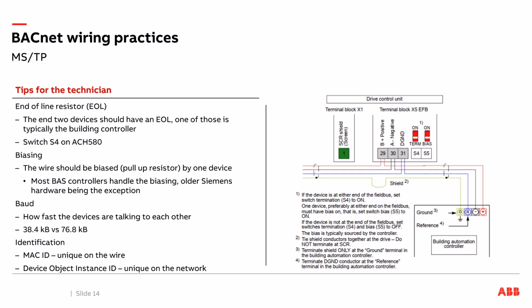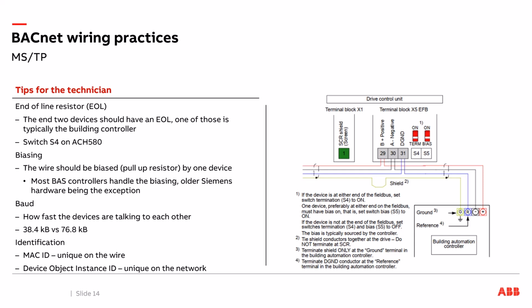Baud, that's how fast the devices are talking to each other. So everything on that wire should be talking at the same speed, because if I'm talking really slow like this, and then somebody else is talking really fast like this, and you got all these devices talking at different speeds, it just isn't going to work, and it's going to crash the wire.